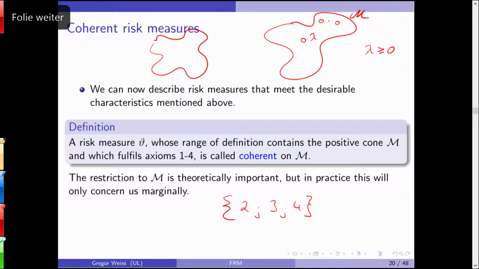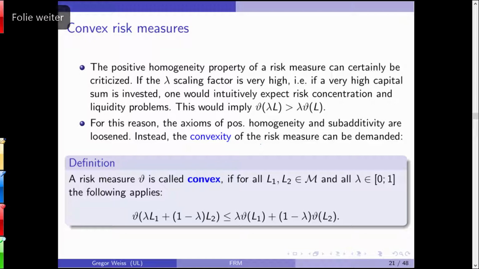Okay. So this is a coherent risk measure. We've already talked about loosening this assumption on positive homogeneity. In fact, if we do consider liquidity to be an issue, then we need to relax this, and we come up with the definition of a convex risk measure.